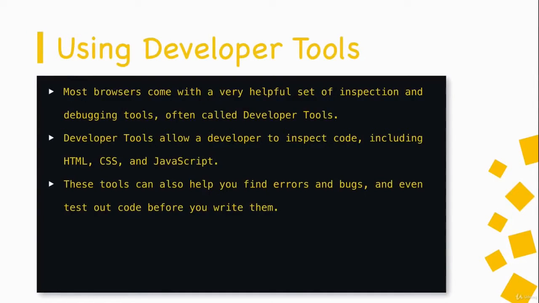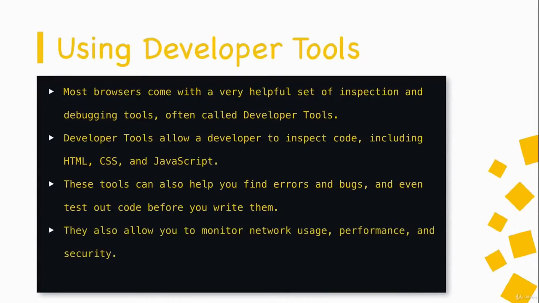These tools are really helpful in finding errors and bugs, and they can even help you test out code before you write them. So for example, the JavaScript console can be used to find errors and bugs, and you can use that console to run some quick JavaScript code before you actually write them. And these tools make the development process a lot easier. The developer tools also allow you to monitor network usage, performance, and even security features. So as you can see, they're useful in a lot of ways.